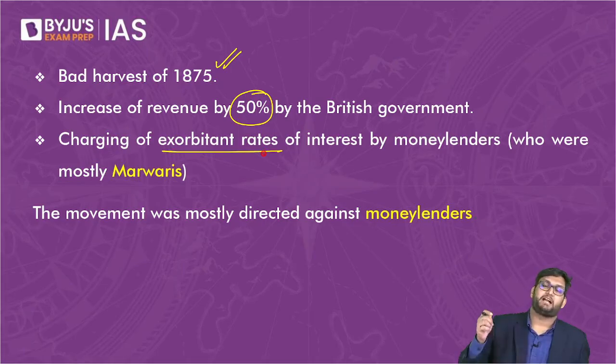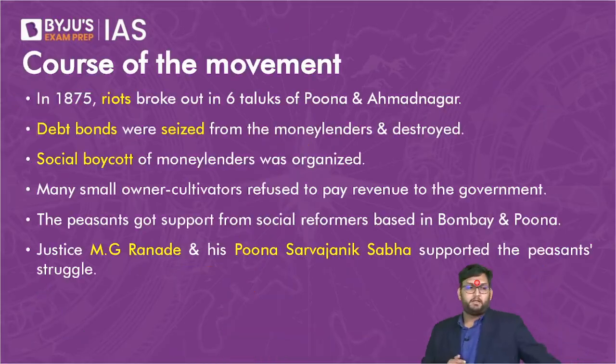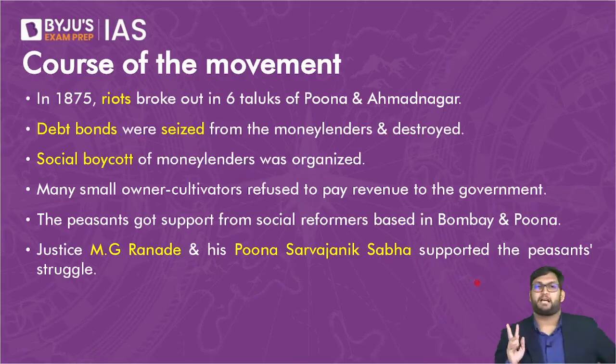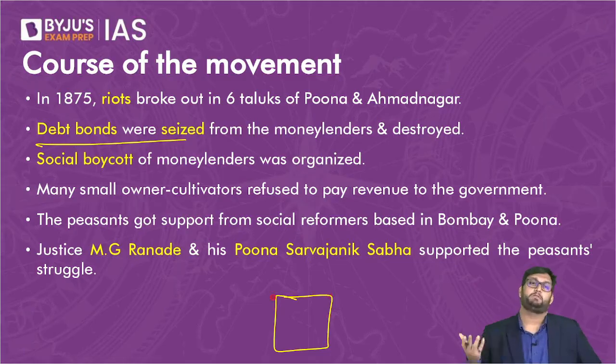Now the moneylenders will start to take exorbitant, very, very high interest rates, mostly Marwaris, and the movement will mostly be directed against these moneylenders who had now created a debt trap for the peasants. And very simply, in 1875, rioting broke out in 6 taluks of Pune and Ahmednagar. Debt bonds were seized. These papers which said that you are indebted to the moneylenders, they will take them and destroy them, burn them.